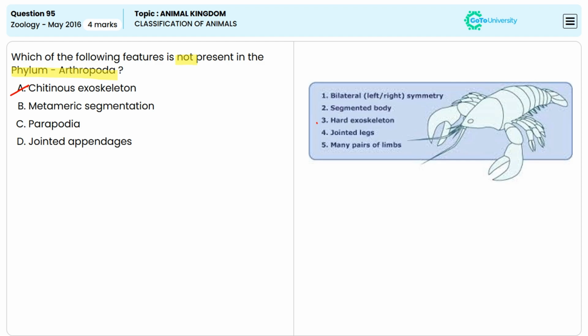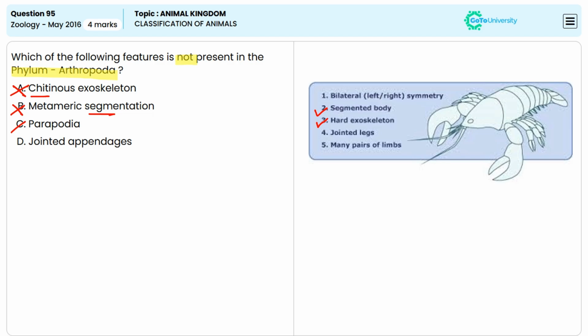They have a hard external skeleton made up of chitin that provides support and protection. So, option A is incorrect. Option B, metameric segmentation. Yes, their bodies are divided into segments, that is, a segmented body, which is a characteristic feature of the phylum Arthropoda. Option C, parapodia.